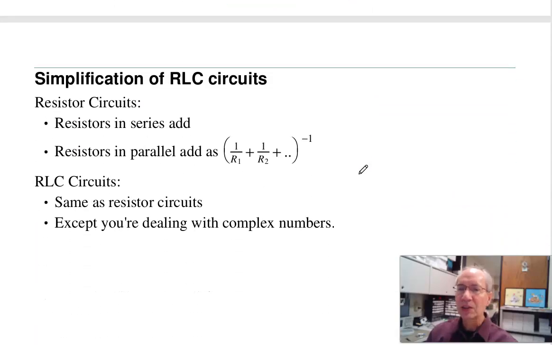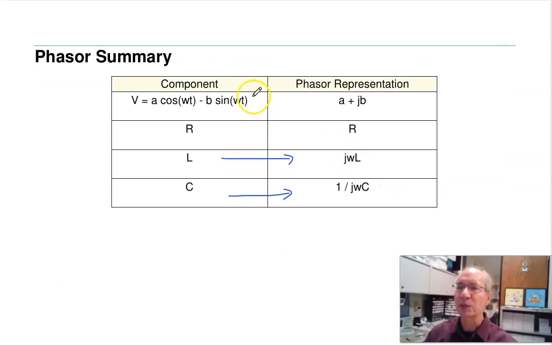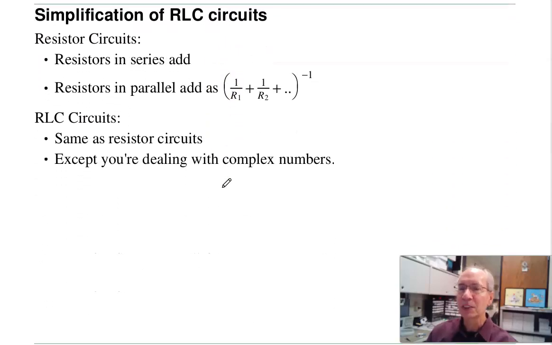So how does that help? Well, suppose I have a circuit and I want to analyze it. I'll switch over to phasors. What I can do is, once I go into phasor notation, I've got complex numbers for voltages, resistors, inductors, capacitors. So everything we did at DC still applies for RLC circuits, except that now I'm using complex numbers. For resistor circuits, resistors add in series. In parallel, resistors add as 1 over the impedances summed, sum of the admittances inverted.